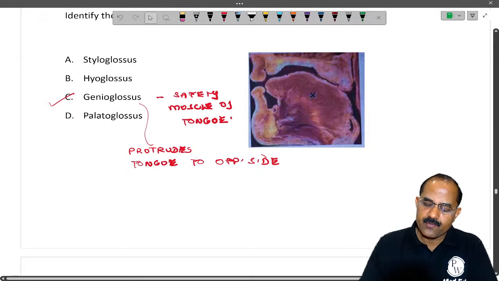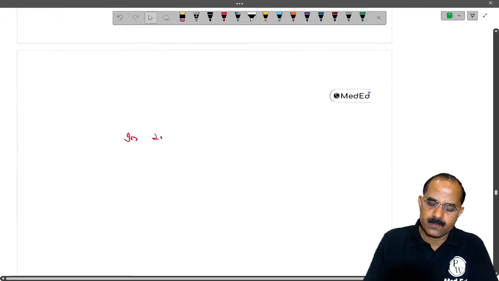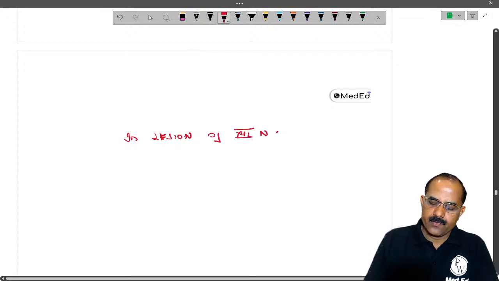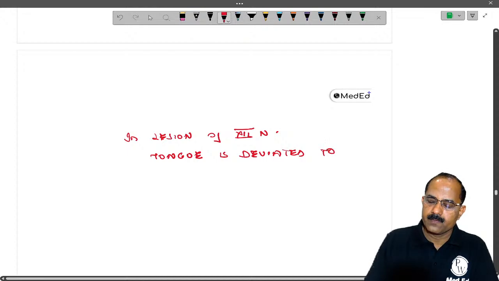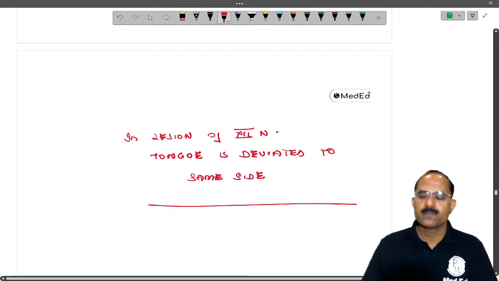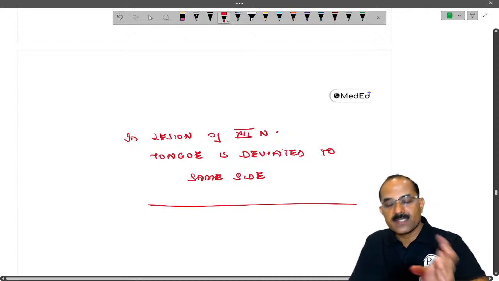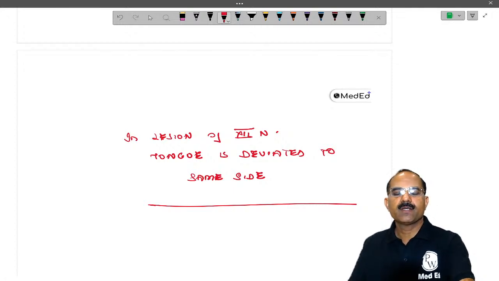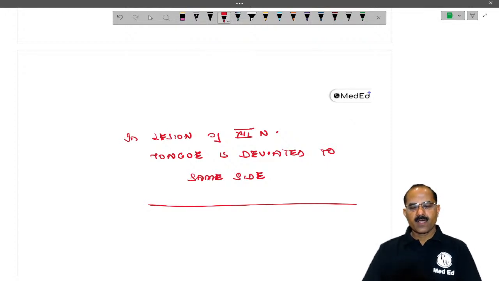So in lesions of hypoglossal nerve, the tongue is deviated to the same side of lesion. Clear है बच्चों? समझ में आया ये? Are you clear about this?